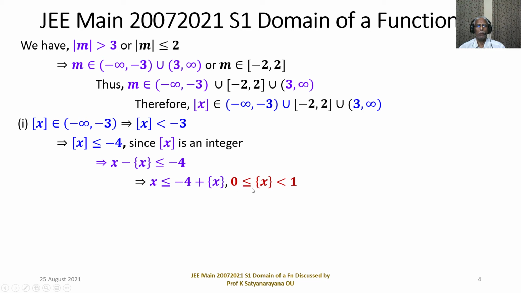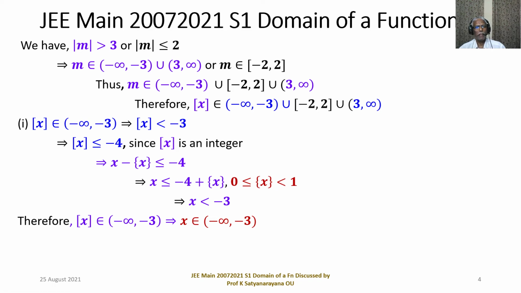That is, 0 ≤ {x} < 1. So this can take the value up to 1 but not 1. Therefore this will be x < -3. Note down x < -3, because it is not taking the value 1. So [x] belongs to the open interval (-∞, -3), which implies x belongs to the open interval (-∞, -3).